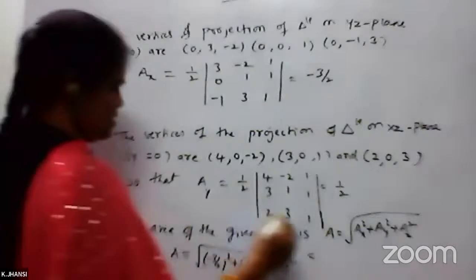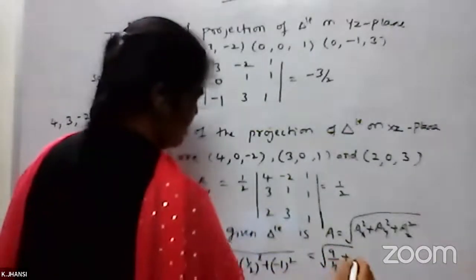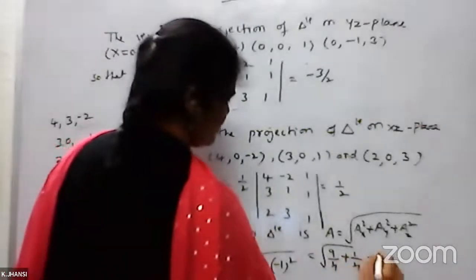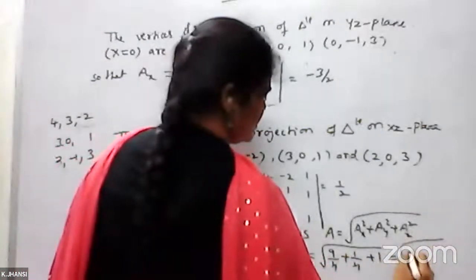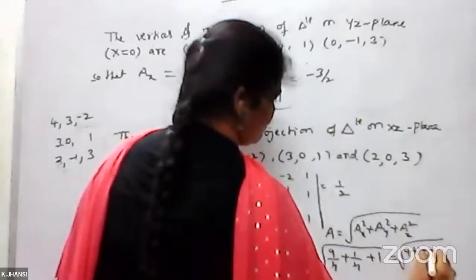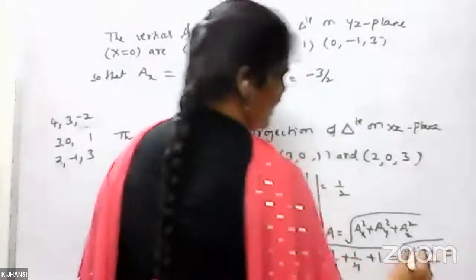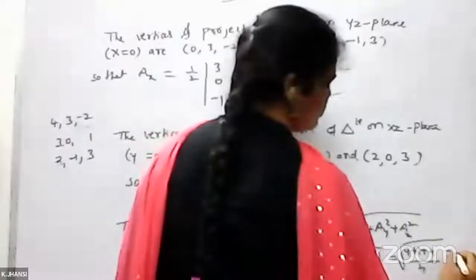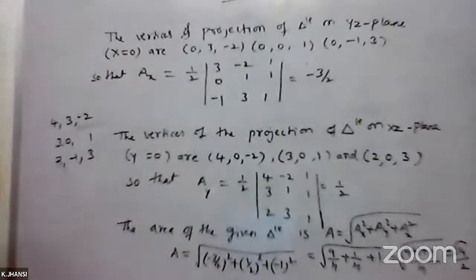Okay. So this is 9 by 4 plus 1 by 4 plus 1. Now this is 9 plus 1 plus 4 by 4. So 9, 10, 14. So root 14 by 2. So the area of the triangle is root 14 by 2.